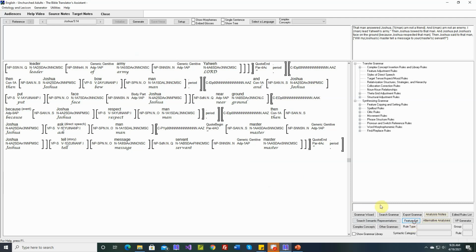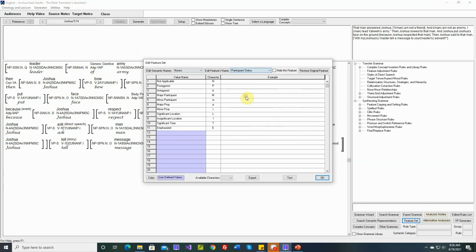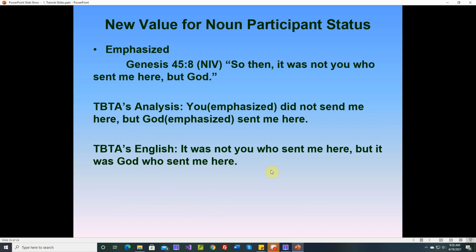And then there's one other new value under participant status. We've added a new value called emphasized. And just one new value. For example, in Genesis 45:8, the NIV says, "So then, it was not you who sent me here, but God." Okay, Joseph is talking to his brothers, and he's emphasizing them. It was not you who sent me. We would analyze that in TBTA as, you emphasized, you did not send me here, but God sent me here. And these two nouns would be tagged as emphasized.